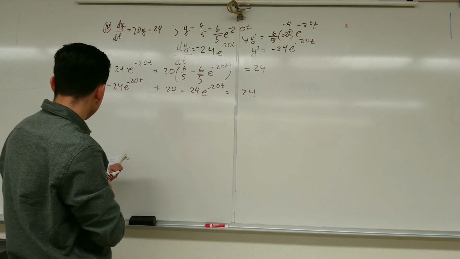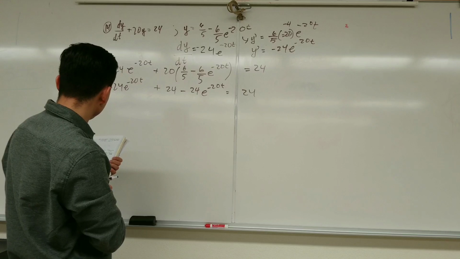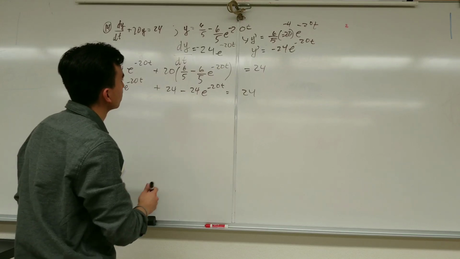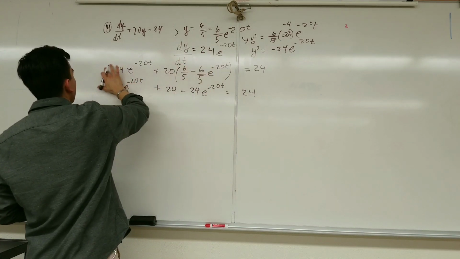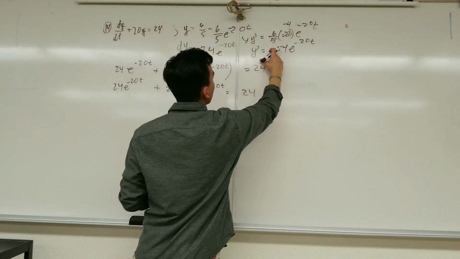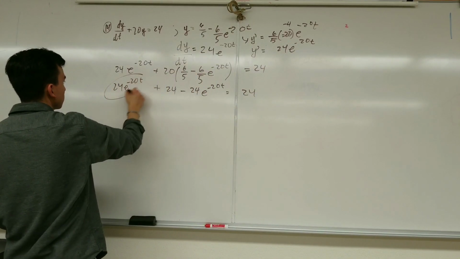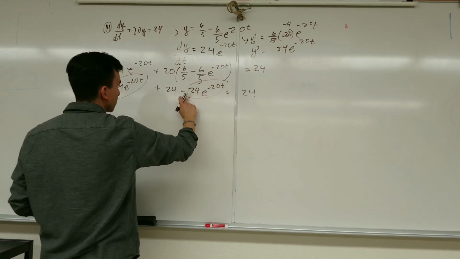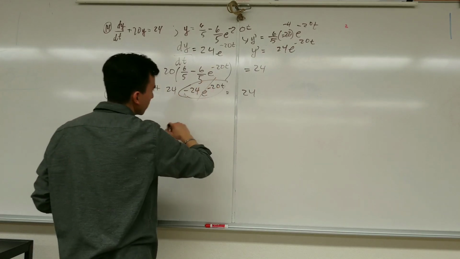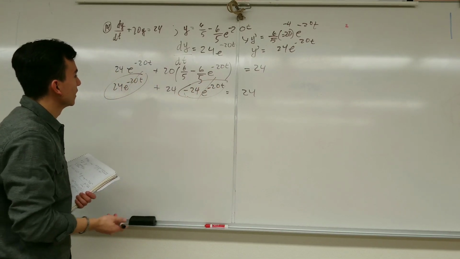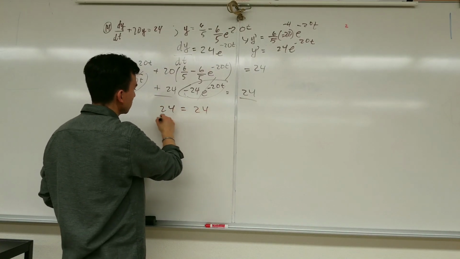Let's see if I did something wrong. Oh yeah, my derivative. It's supposed to be a positive. Okay. Now, these terms right here, they're going to cancel out because we have a negative and a positive. That's what I was wondering, because they were going to have to cancel out. So now we have positive 24 is equal to positive 24.